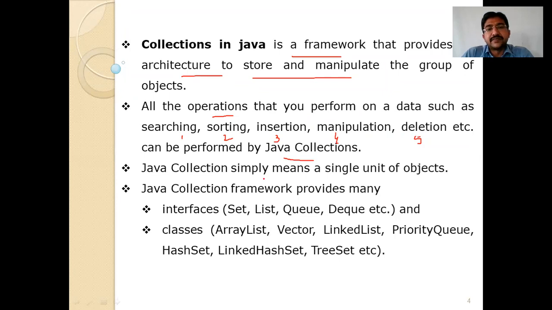Okay, so a Java collection simply means a single unit of objects. The objects are already available; we are just creating an object for the Java collection. In Java collections, interfaces and classes are there. We create an object for that, and with the help of that object we perform operations. Now you may have a doubt: what is the main use of collections in the collection framework in Java? For example, when you want to create a linked list, or for creating a student structure, it is required.